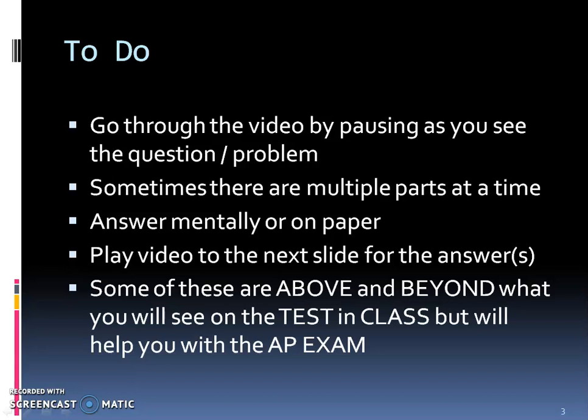So you're going to watch the video and pause when you see that question or problem. You're going to see multiple parts sometimes. You can answer either mentally or on paper using a calculator and your reference sheets. You're going to continue playing the video to see the answers or solutions or explanations. And some of these are above and beyond what you're going to see on the test in class, but will help you on the AP exam.